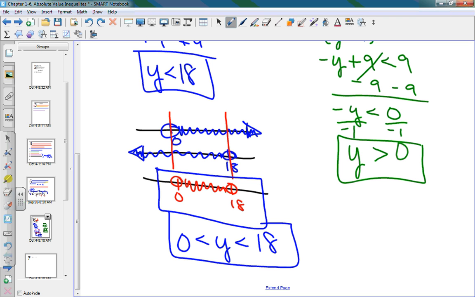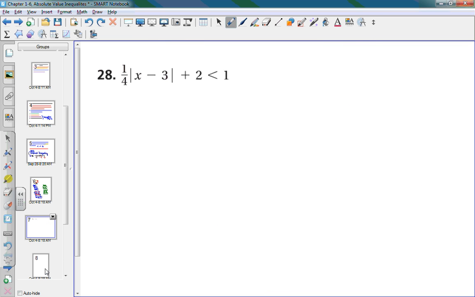So if you write this as an and compound inequality, saying that y is greater than 0 and y is less than 18, I'm going to mark it wrong because you have not given me the actual big boy, big girl notation. We understand that. Okay, moving right along, number 28.